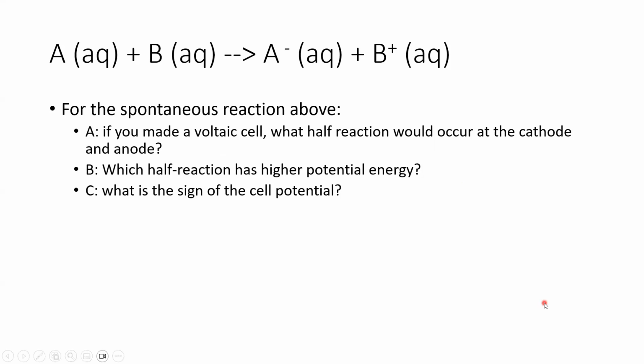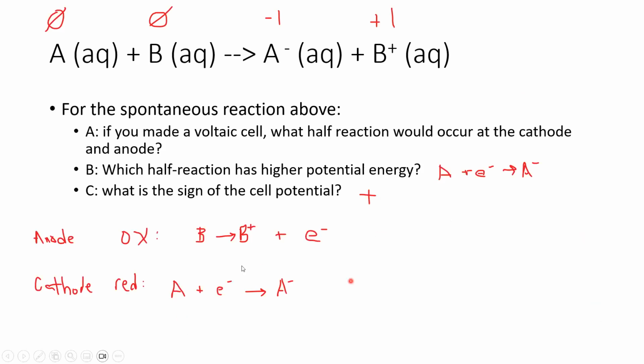But with the first one, we're just given a generic reaction. We want to figure out, based on the oxidation numbers for those two elements, A and B, which process is going to be oxidation and which one's going to be reduction, so we can identify which reaction we're going to have at the anode and the cathode. And then with the second one, we want to think about, based on where we're having each of those reactions occur, which is going to have a higher potential energy. And then finally, we want to think about if this is a spontaneous reaction, like it says, what that means about the sign of the cell potential. So we can't figure out the number specifically, but we can determine if it's going to be positive or negative.